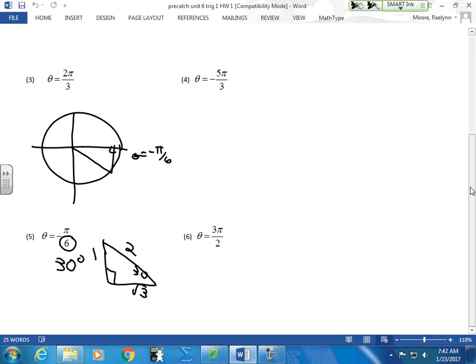Okay, let's rename this. This would be 6 pi over 6. This would be 12 pi over 6, and then we start at the 0. So if I was going to make this a positive angle, what angle would be coterminal to this angle? In other words, what angle would start here and stop right here? 11 pi over 6. Very good.